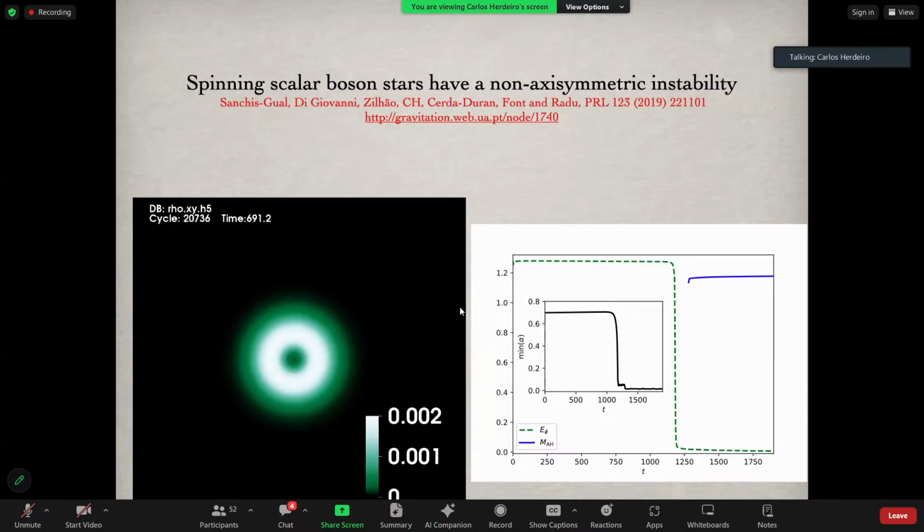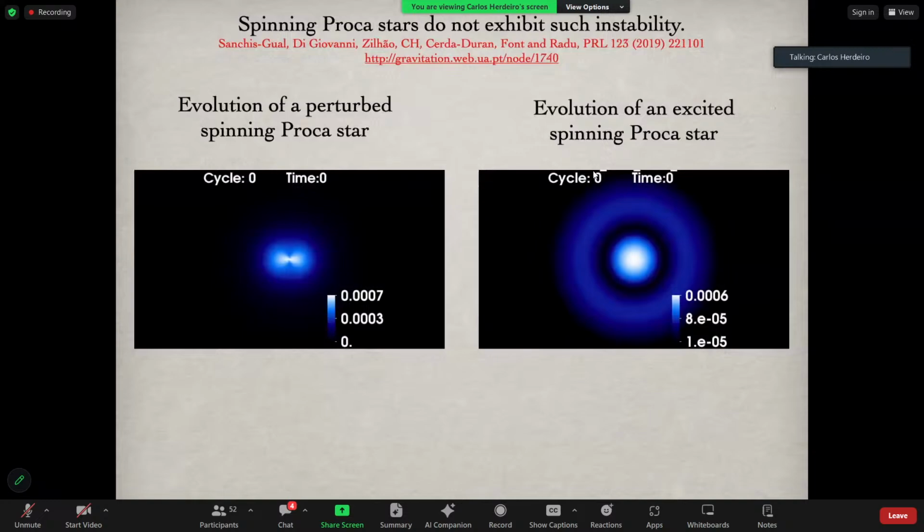So these stars, rotating scalar boson stars, all of them, they are unstable, even the ones that are in the tentative stable branch. There is no stable branch here. But this instability seems to be absent in these cousin Proca models. So the spinning Proca stars without any radial nodes seem to be dynamically robust.